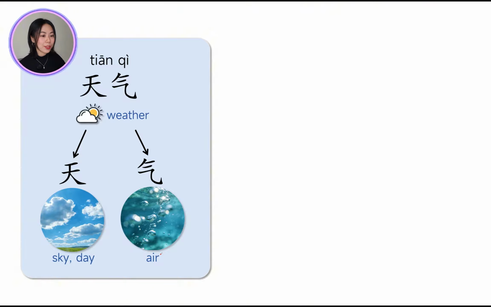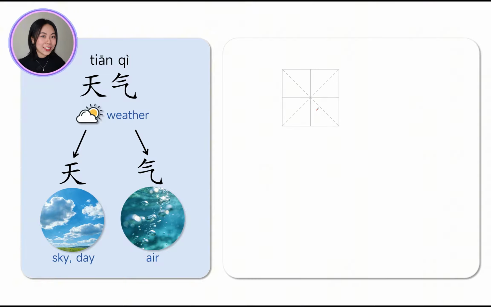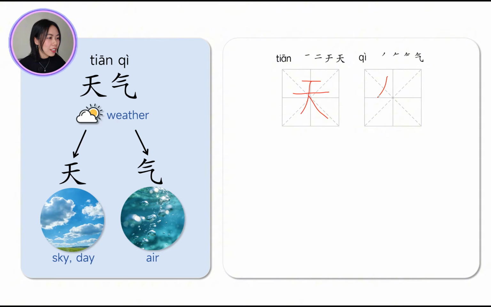Okay, now let's practice with the Hanzi. Now we have a 田字格. You can see here we have a square and it's called 田字格. And let's try to write the 天 in the 田字格. 一、二、三、四. Make sure the second stroke is longer than the first stroke. Okay? Let's write the 气. 一、二、三、四. Very good.